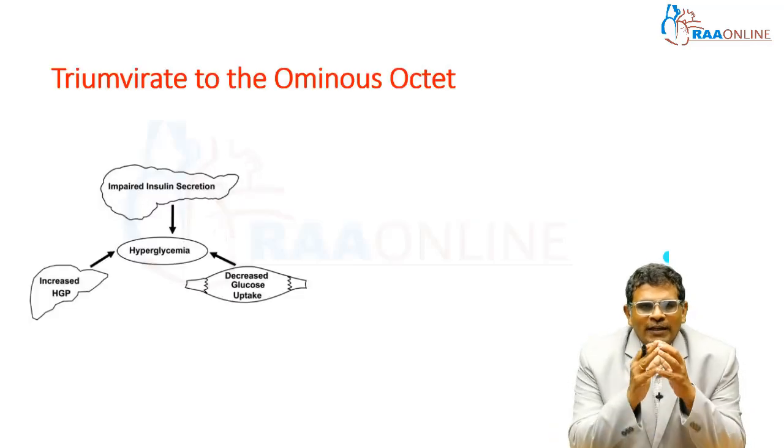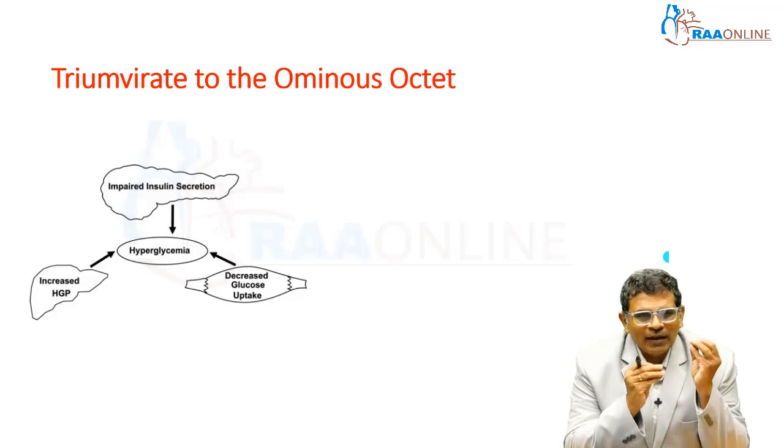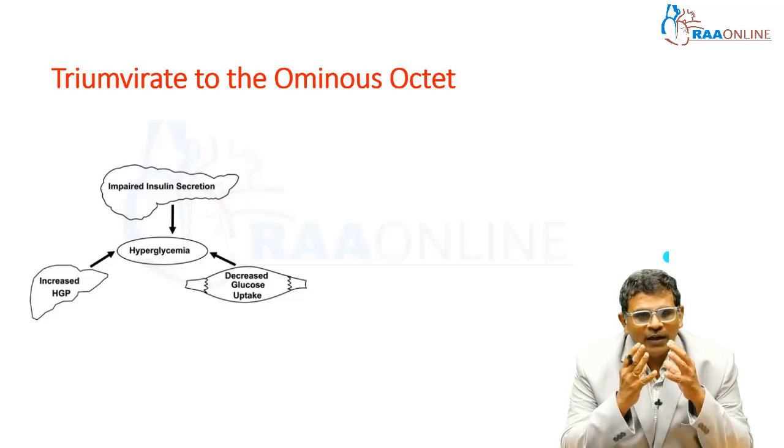As we have understood diabetes from the early stages, whenever we have hyperglycemia in a type 2 diabetic, the traditional age-old learning is that it is all because of three things. One is impaired insulin secretion, there is increased hepatic glucose production, and there is decreased glucose uptake by the muscles. So this is how the traditional learning was earlier.